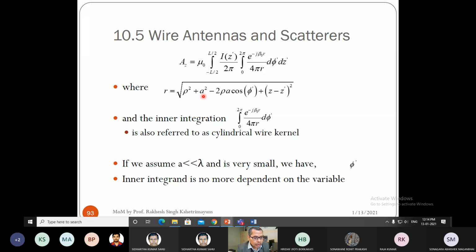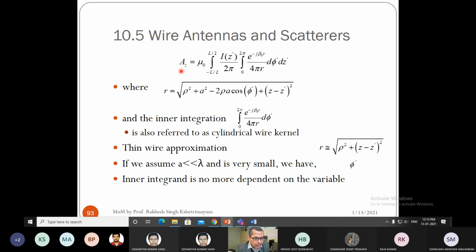If A is very small, A is much less than lambda. In that case, you can neglect all the A dependent terms, and you can simply write R approximately as the square root of rho squared plus (z minus z dash) whole squared. This is a major simplification. So now, how do I find AZ?